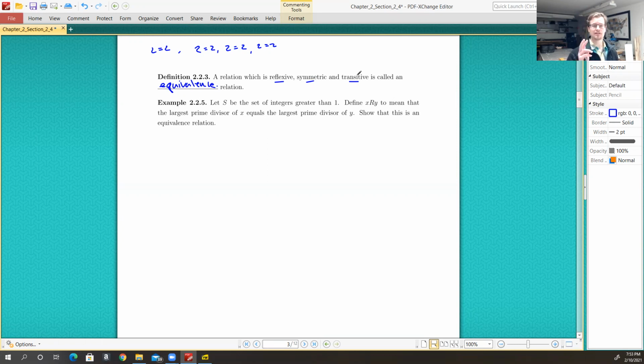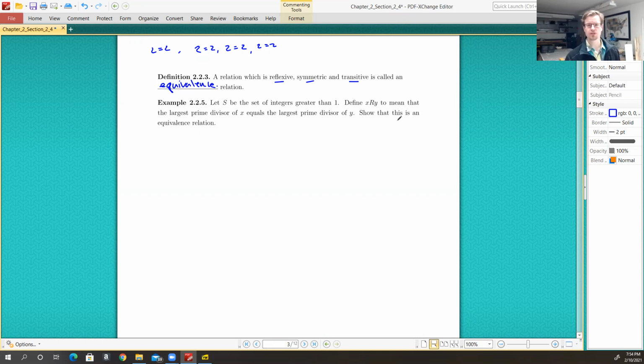Now that in and of itself, right, that didn't have any order. If the largest prime divisor of x is the largest prime divisor of y, then of course the largest prime divisor of y is the largest prime divisor of x. So we can see some things immediately. In particular, we should immediately see that it's both reflexive and symmetric. But we want to take advantage of this example as a time to demonstrate how to show that the properties are satisfied.